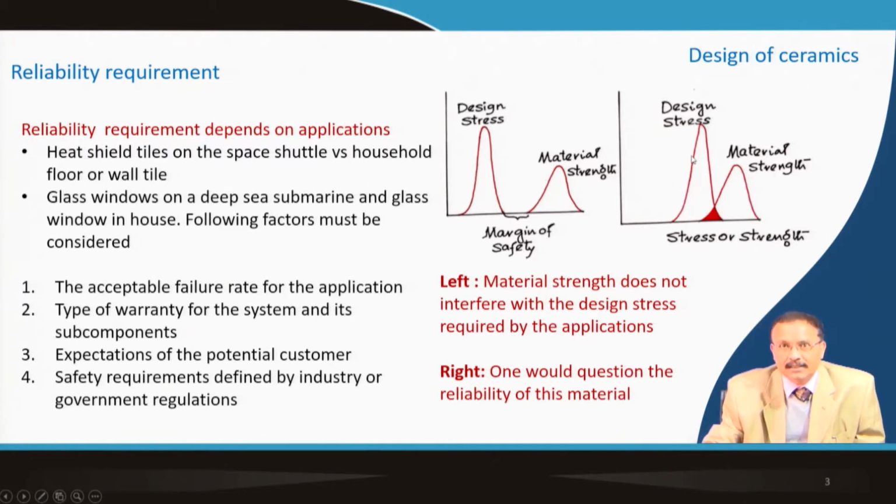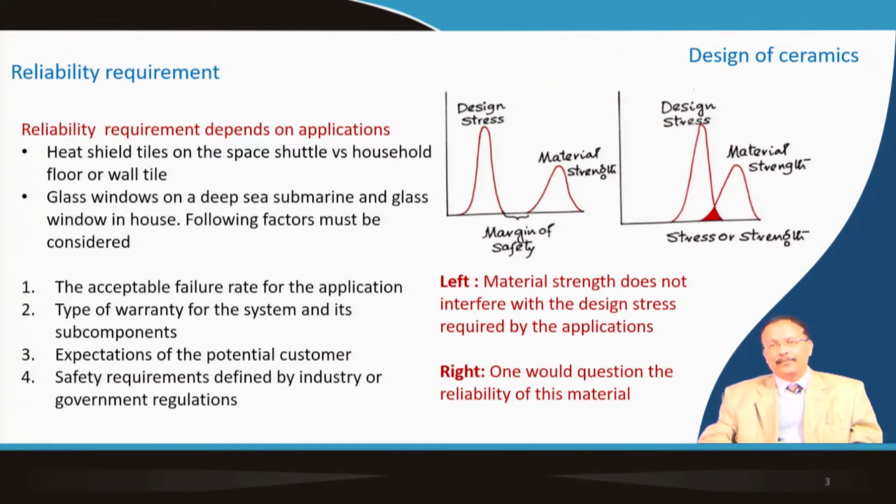But if you consider this curve here, you can see that there is some kind of overlapping. So, the material strength here, although this is larger as compared to the design stress, the fact is that some of the material fails in this region which is in your design stress window. So, this reliability is not acceptable, at least it is not as good as this type of material. So, this is just an illustration of what exactly is meant by the term reliability.